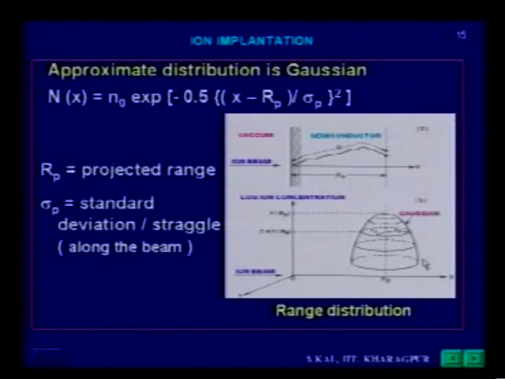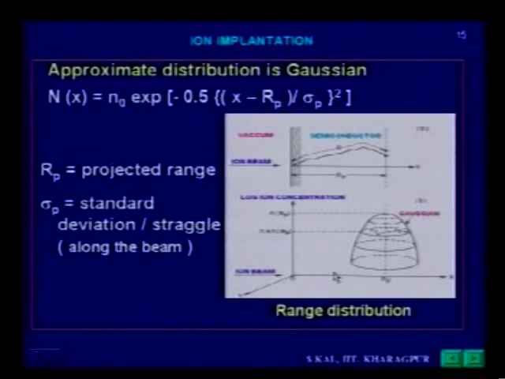It is a true Gaussian, but the problem is that the true Gaussian profile does not match the experimental profile obtained in ion implantation. In some cases it matches, in some cases it doesn't, but at the point of Rp, the projected range point, it matches perfectly.